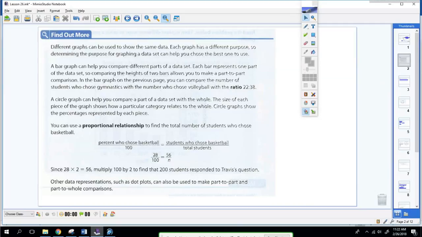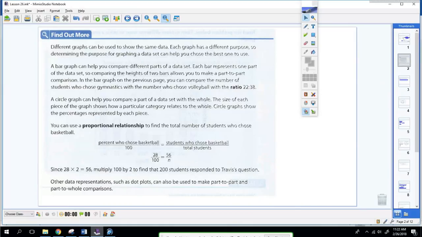Okay, well, let's find out more. Different graphs can be used to show the same data. Each graph has a different purpose. So determining the purpose for graphing a data set can help you choose the best one to use. A bar graph can help you compare different parts of the data set. Each bar represents one part of the data set. So comparing the heights of two bars allows you to make a part-to-part comparison.